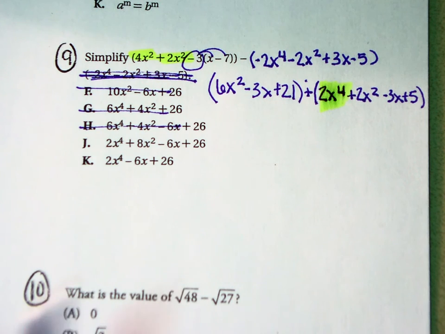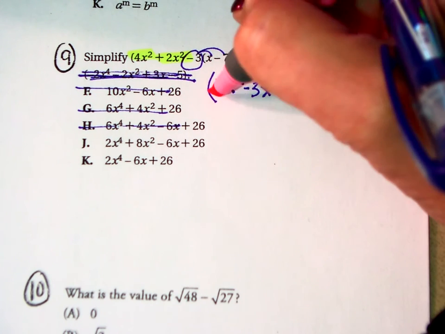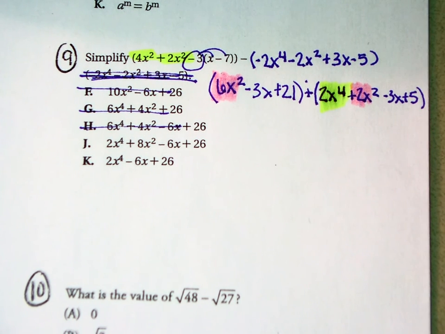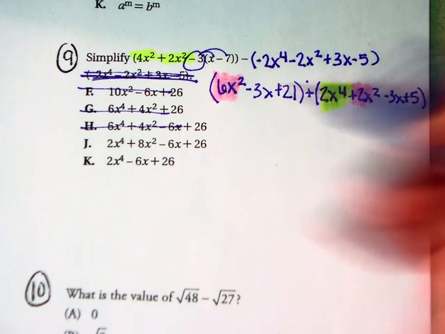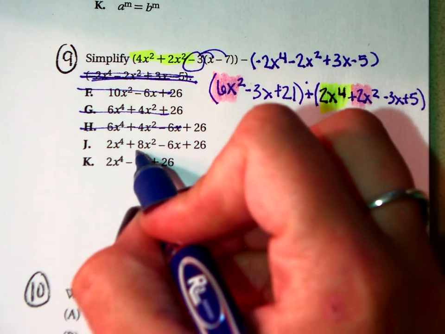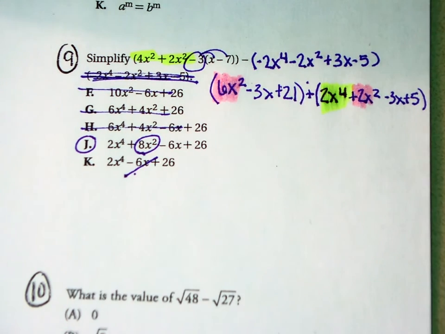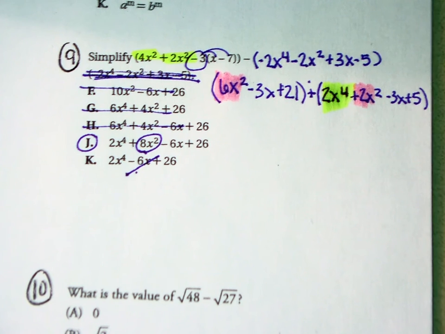The next highest power I see in my problem is a 2. So I have a 6x squared and a 2x squared. Well, 6x squared and 2x squared is 8x squared. 8x squared is located here, and it is not located here. So the answer is J. I didn't even have to finish this problem, and I'm already done.